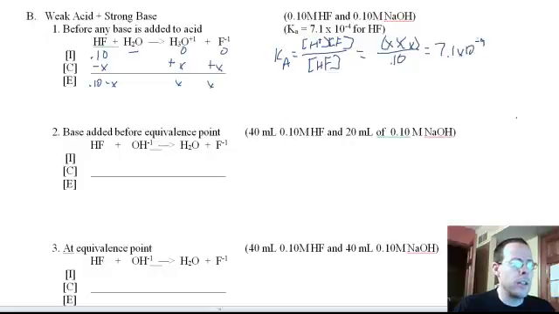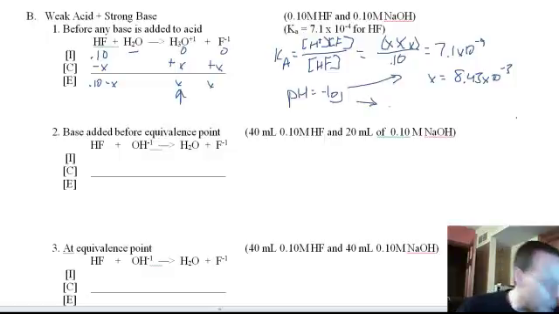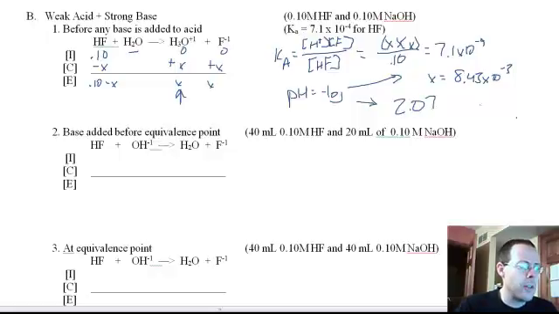So we're going to multiply this and then take the square root of it, and we find that x equals 8.43 times 10 to the negative third. And because x is hydronium, if we take the negative log of that, we can get our pH. So pH in this case equals negative log of that, which is 2.07. So again, notice we have the same volume as we had of HCl, but before we add anything, because HCl is a strong acid, its pH is much lower.